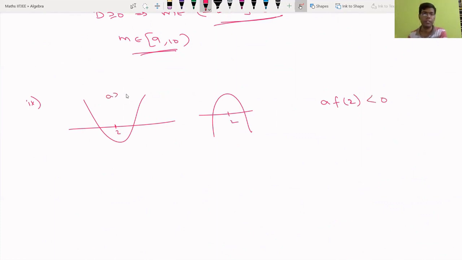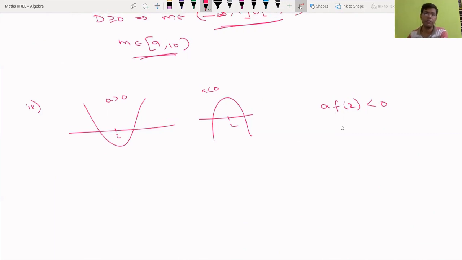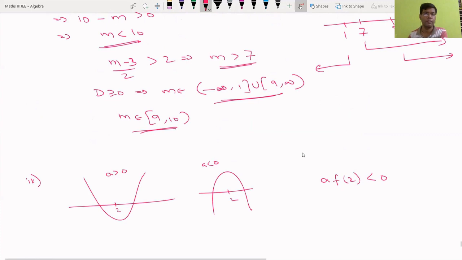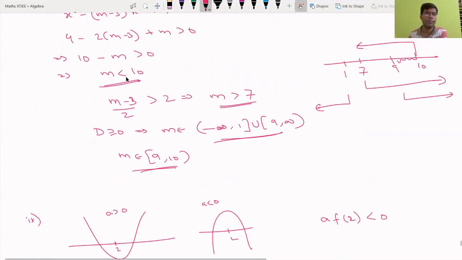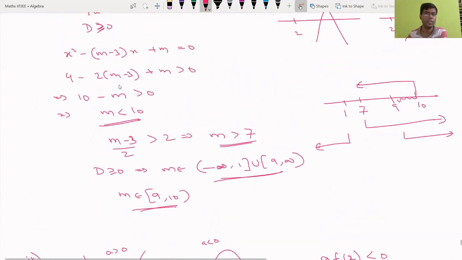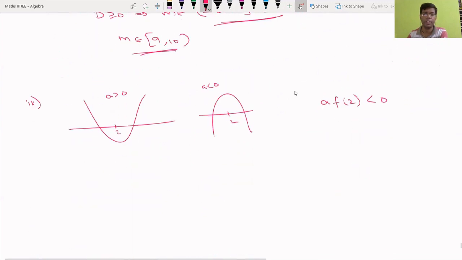This is when a is greater than 0. This is when a is less than 0. So a is 1. So my f of 2 has to be less than 0. So f of 2 will be, just put 2 instead of x, so this will be 10 minus m less than 0, which implies m has to be greater than 10. So this is the condition when 2 is between the roots.